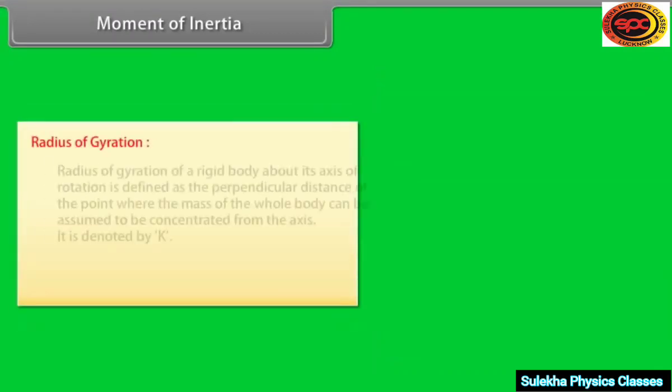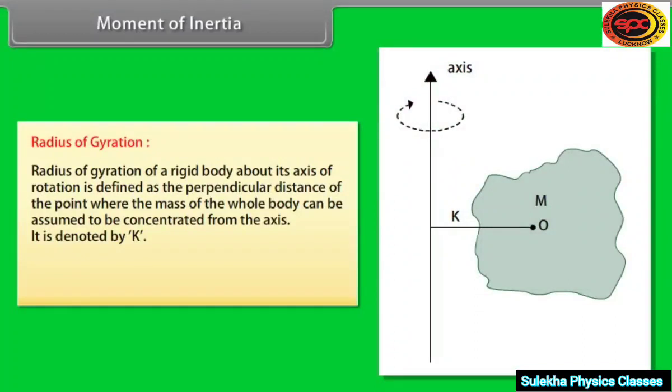Radius of gyration of a rigid body about its axis of rotation is defined as the perpendicular distance of the point from the axis where the mass of the whole body can be assumed to be concentrated. It is denoted by k. Its expression is given by I is equal to m k square, which is equal to summation from i is equal to 1 to n of product of mi and ri square.